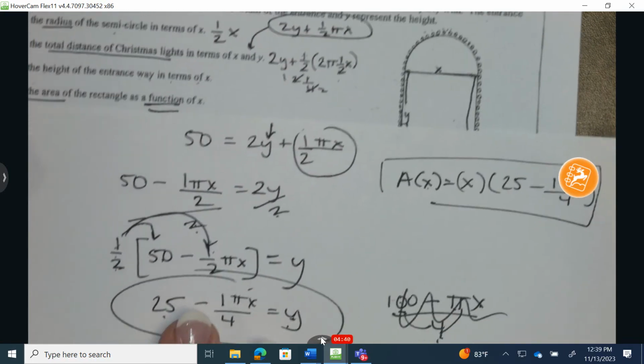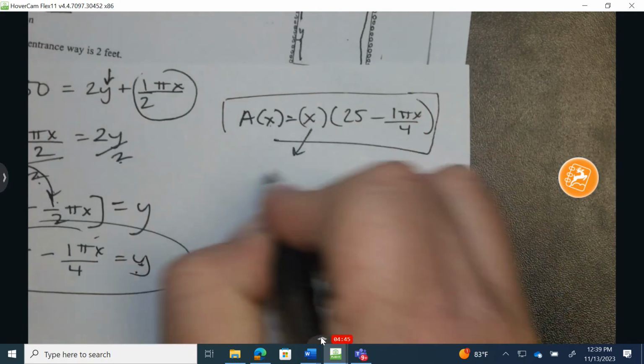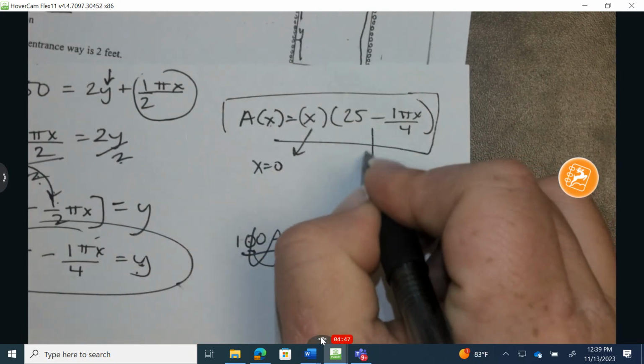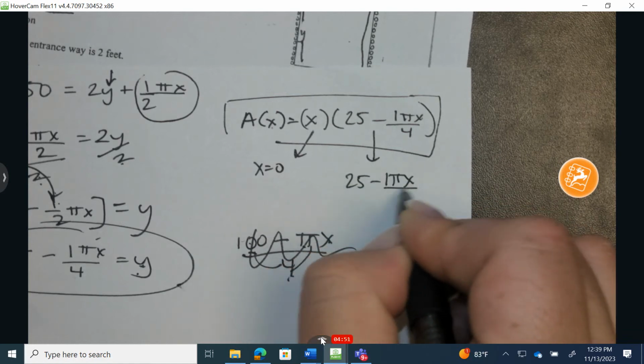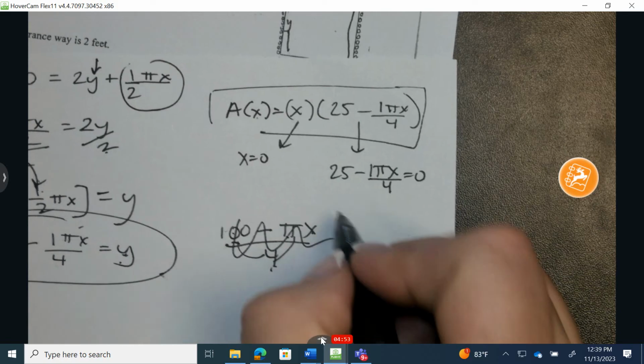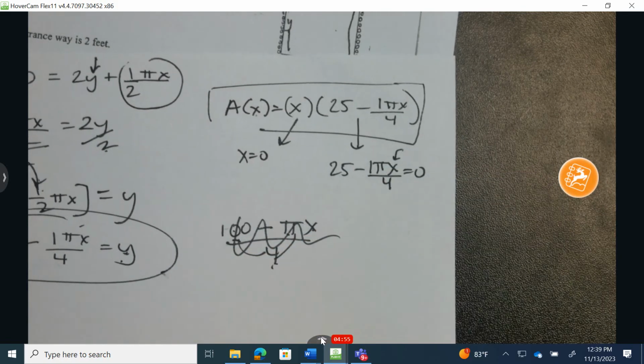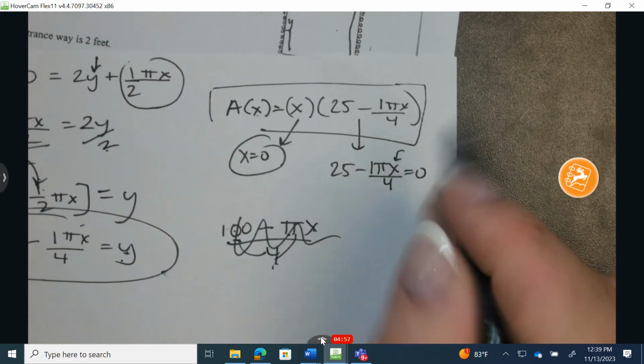Let's go on to the next one. What is the domain? So I'm going to set each of these equal to 0. So X equals 0. And I'm going to take this quantity, 25 minus 1 pi X over 4, and also set it equal to 0. So let's work on getting x, we're going to isolate it.